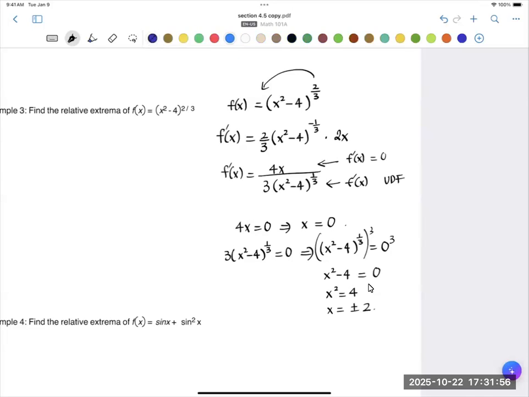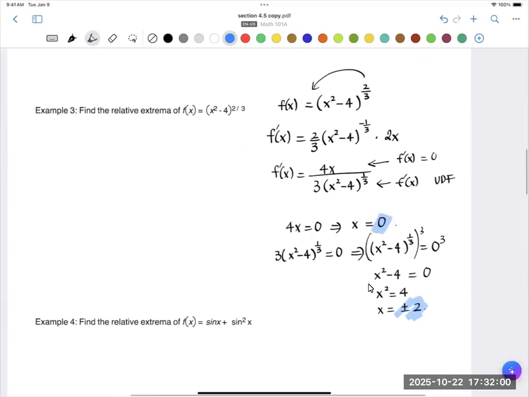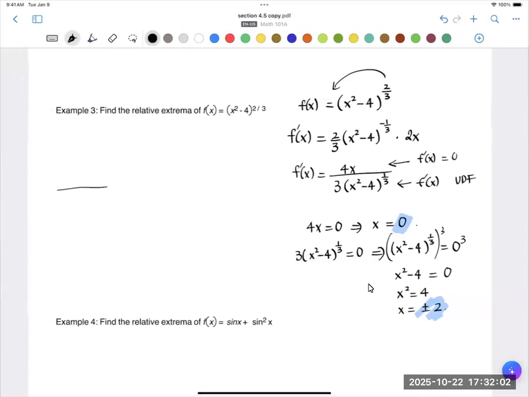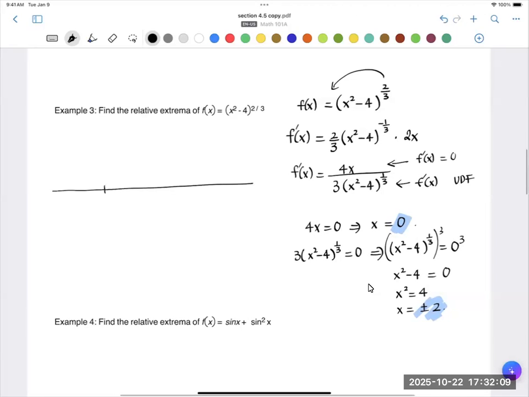So how many critical values will you have? You have 1, 2, and 3. So we're going to put all 3 critical values on the number line to test: negative 2, 0, and 2. Now we have to pick some points in each interval to plug into the function: x equals negative 3, x equals negative 1, x equals 1, and x equals 3.